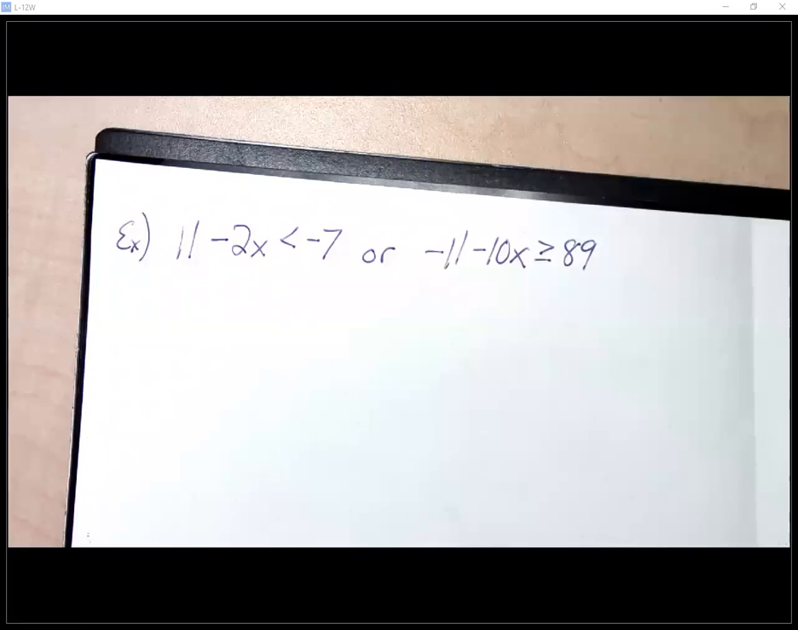Yep. That'll be true for any time you're dealing with inequalities.